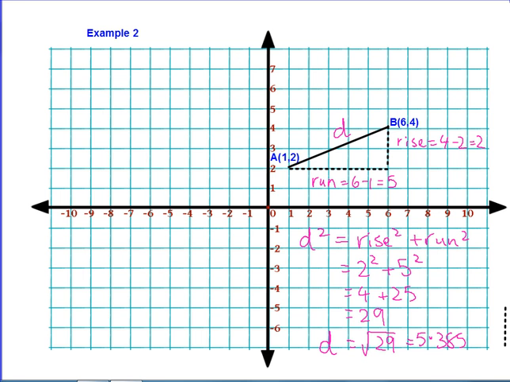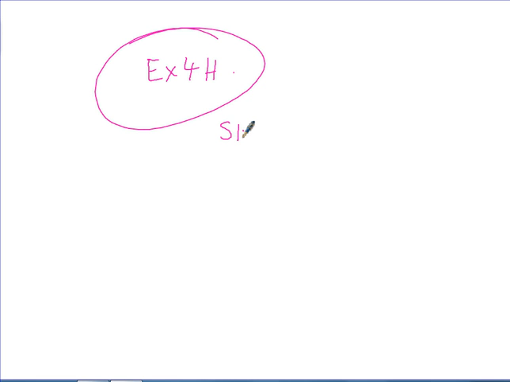I think the best thing to do now is to try some examples. Go ahead and look at exercise 4H in your textbook, and particularly skip 1, 2 and 3 and go straight on to 4 and 5, and then do some of the rest.